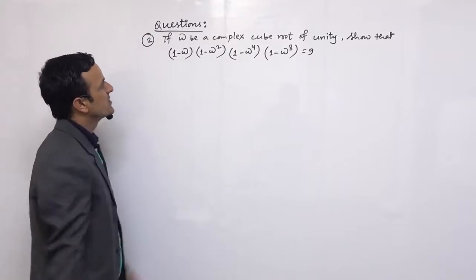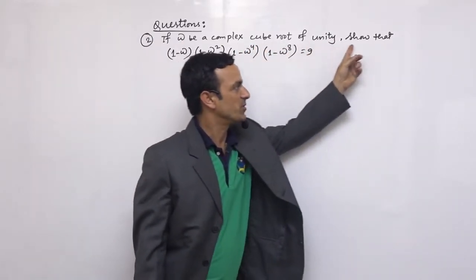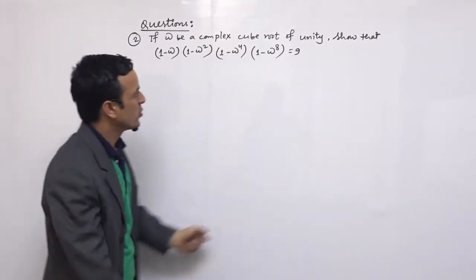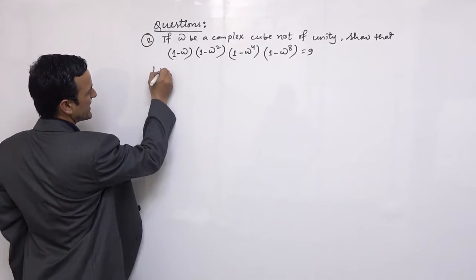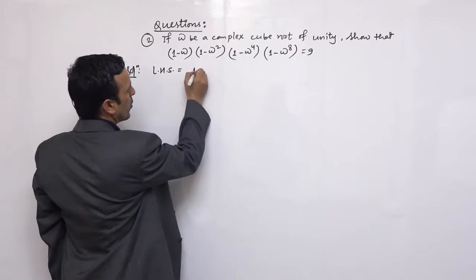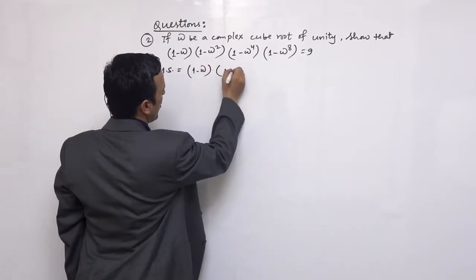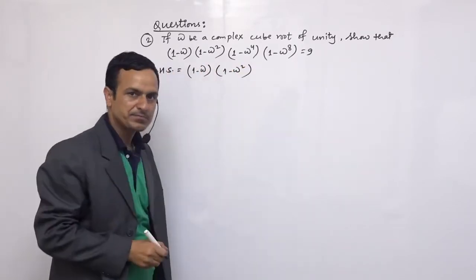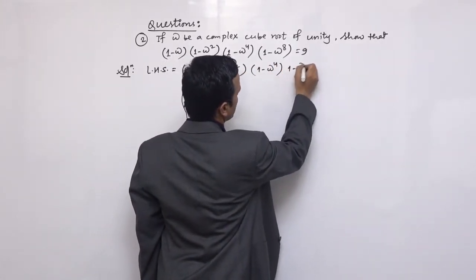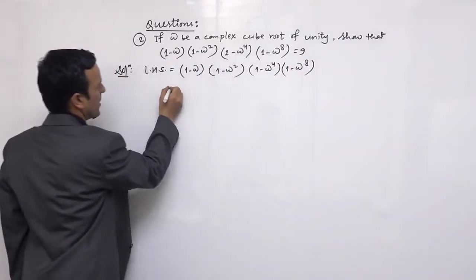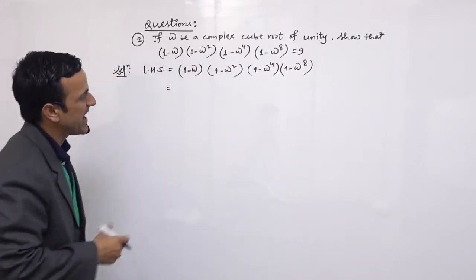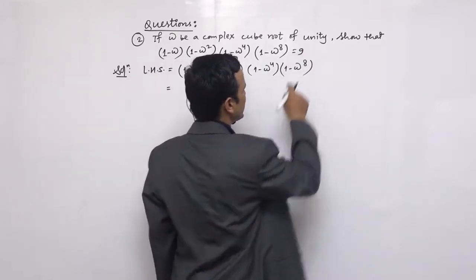Okay, we have another question. Question number 2: if omega is the complex cube root of unity, we have to show this expression is equal to 9. So let's solve this question. Taking the LHS from over here: (1 minus omega square)(1 minus omega power 4)(1 minus omega power 8). Now we can simplify it and obtain the result 9.